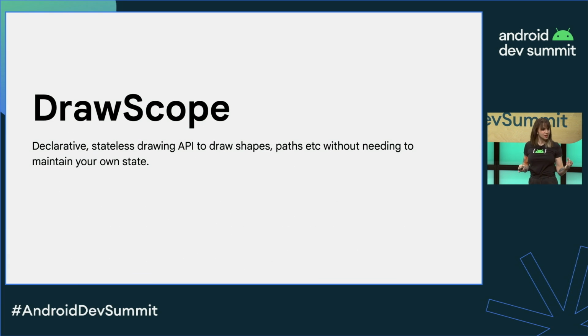Now, what is a draw scope then? Draw scope is Compose's answer to declarative stateless drawing, where you can call drawing functions without needing to maintain your own state. And it's a much nicer API than using the onDraw method in Canvas, as it handles a lot of the complexities for you. Now, if you remember the moments where you needed to save and restore state with Canvas before, those days are luckily over.